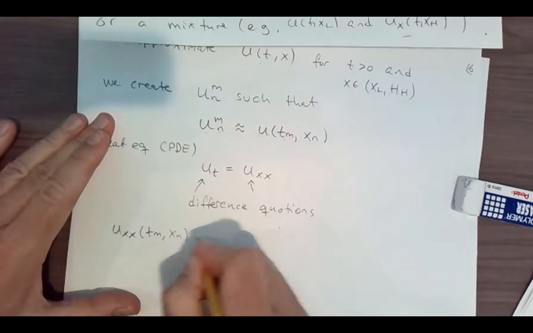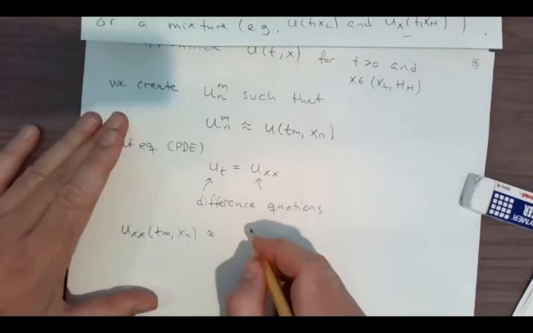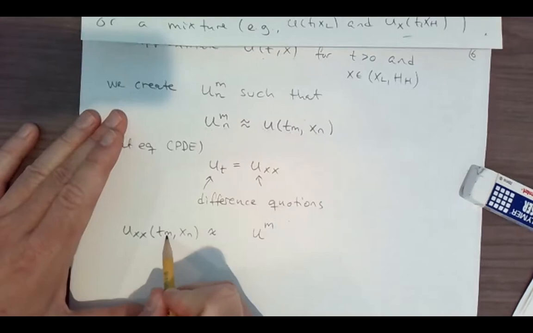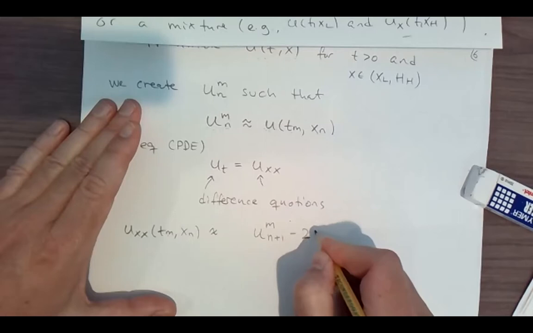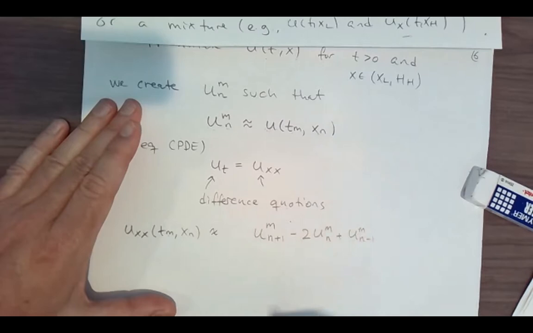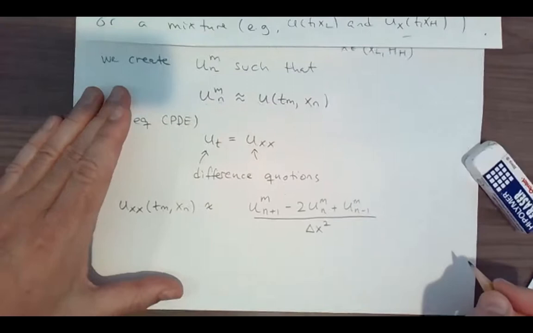This is a double derivative. So m is fixed. Time is upstairs, the spatial variable is downstairs. So you have U_{n+1}^m, minus 2 U_n^m, plus U_{n-1}^m, everything divided by delta x squared. So that's the thing that's going to go on the left-hand side.